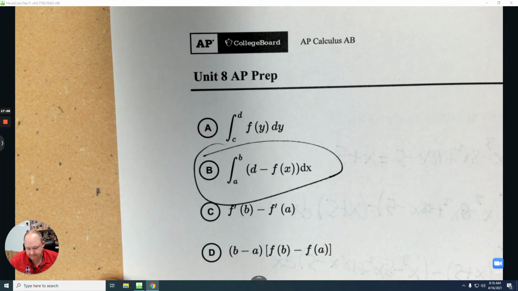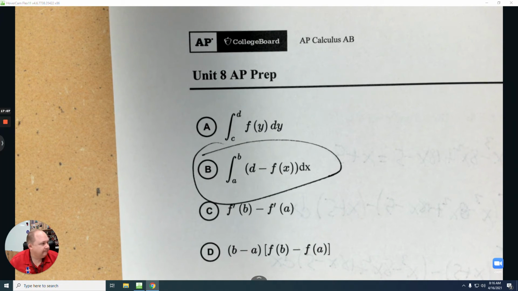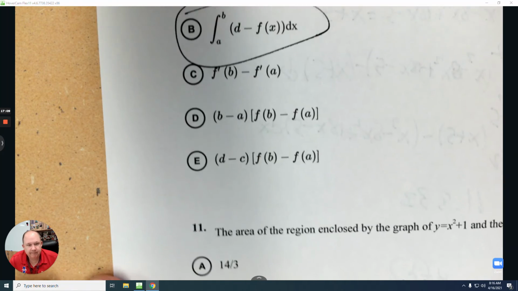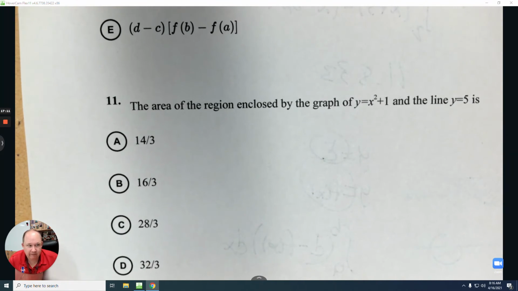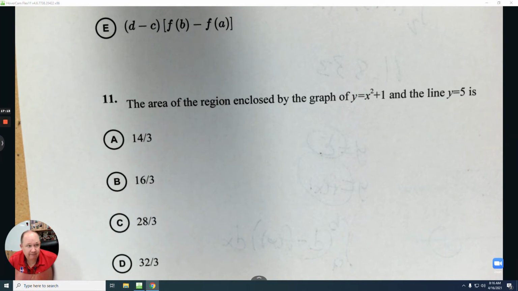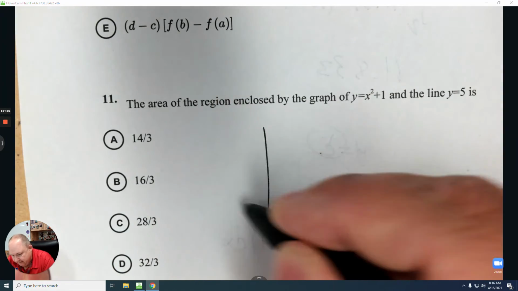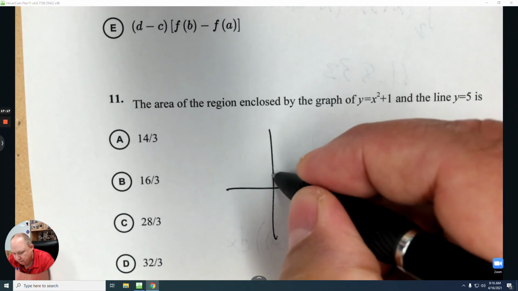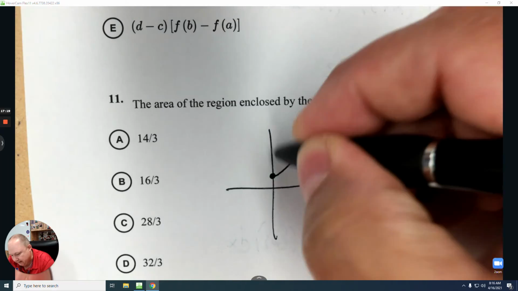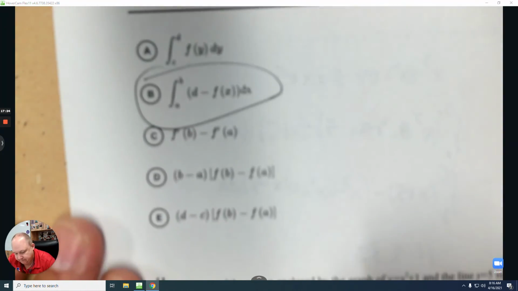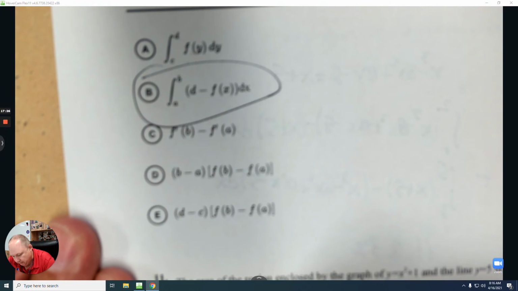Number 11. The area of the region enclosed by that graph and the line y equals 5 is what? So I need to have the ability to graph. X squared plus 1 starts at 1, and it's a parabola. It's just been pushed up 1. And then we have a line, y equals 5, and we want to find this area.